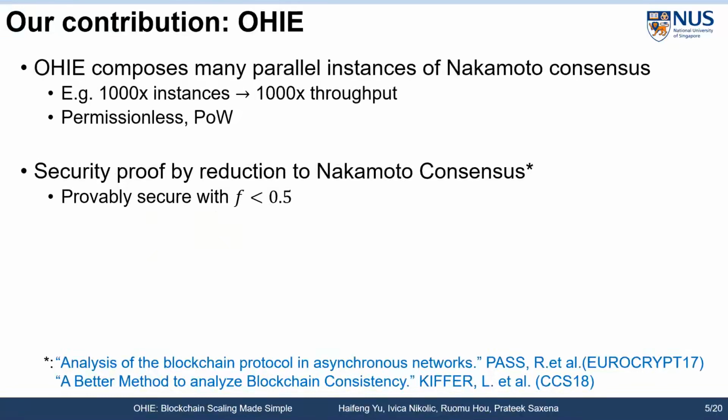We give a yes answer to the earlier question. By composing parallel instances of Nakamoto consensus, we propose a novel blockchain, OHIE. OHIE uses as many instances of Nakamoto consensus as the network bandwidth permits, and its throughput scales linearly with the number of parallel instances. The simplicity and modularity of OHIE enable us to obtain a natural security proof that is based on reduction from existing analysis on Nakamoto consensus. Specifically, our reduction proves OHIE's safety and liveness under adversarial computation power fraction f for any constant f below 0.5.